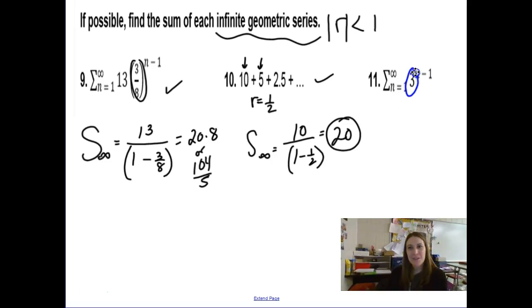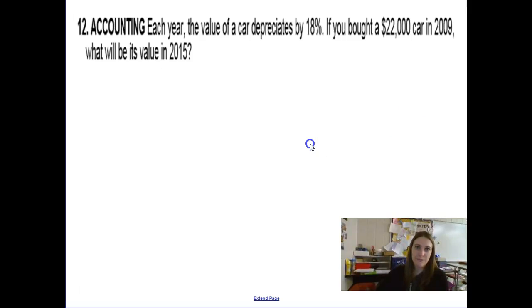All right, so here. The common ratio is a 3, which means that's not less than 1, so this is not possible. It diverges is the issue. The limit does not exist is another issue. So it's going to go off to infinity, and you can't find a limit, therefore you can't find the sum. Oh, and now we start the application questions.